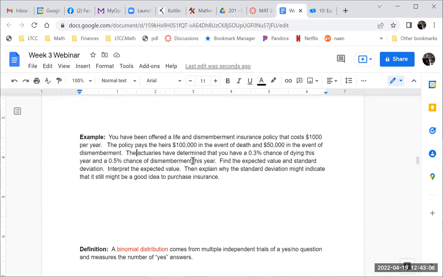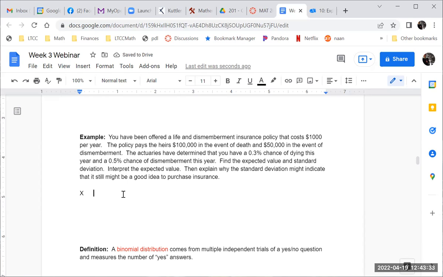And a 0.5% chance of dismemberment this year. Find the expected value and standard deviation, interpret the expected value, and explain why the standard deviation might indicate that it still might be a good idea to purchase insurance, depending on what your situation is. So let's do our table. I'll just write it quickly. So we're going to have X.